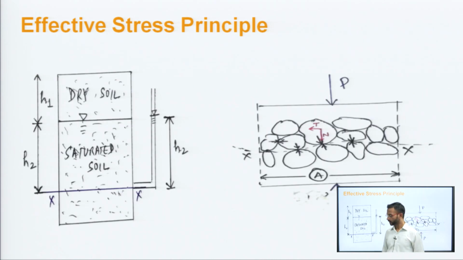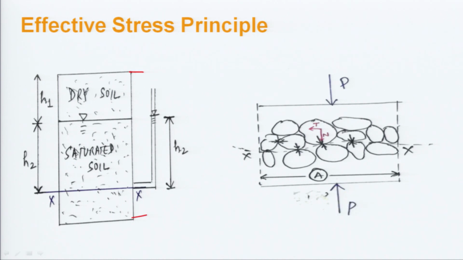Now, understand here, let us consider this entire soil, from this portion to this portion, and the water table is up to this level. So, this part is the dry one and this one is saturated soil. So, this one will have some different unit weight and this portion will have some different unit weight.